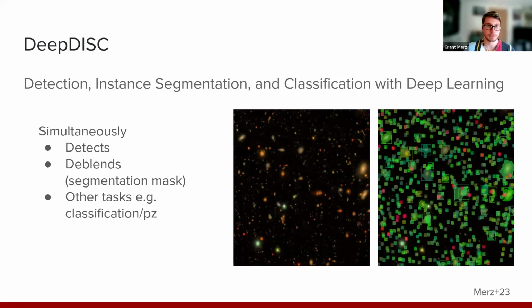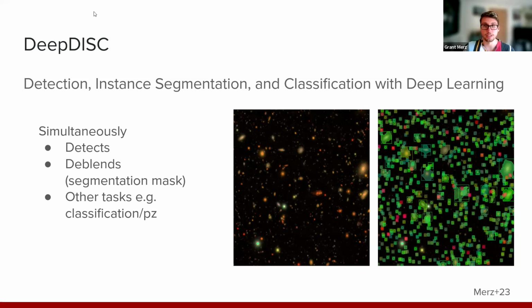And just a quick background of DeepDISC. This is a deep learning model. DeepDISC stands for Detection, Instance Segmentation, and Classification with Deep Learning. Given an image of astronomical objects, it's capable of identifying them with a bounding box, indicating where it identifies an object, producing a segmentation mask for each object, and then also doing some downstream task, like object classification, or for the purposes of this incubator, photo-z estimation.